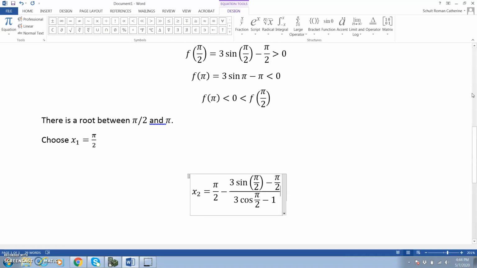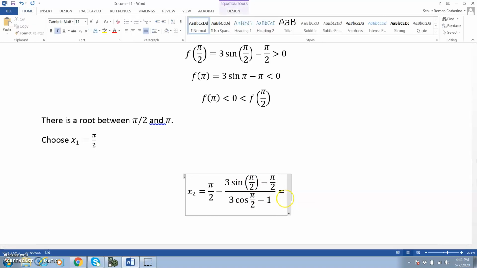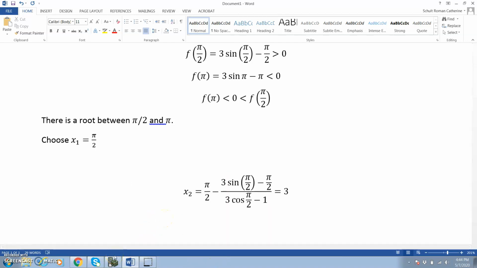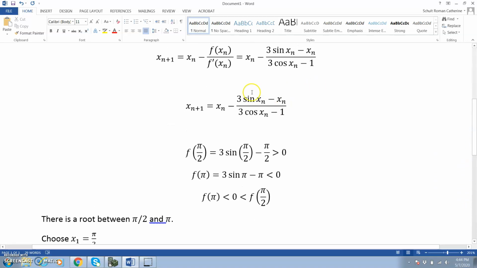Okay. This one's not so bad. We can actually do this by hand because sine of pi over 2 we know is 1, and cosine of pi over 2 is 0. If we put all of that in, we're actually just going to get out 3. Okay, and then we would rinse, wash, and repeat. After that, of course, it starts getting crazy. But look at how we're going to do it using our calculator. We are going to type in this formula into our calculator, but instead of xn, we're going to use x in our graphing calculator.